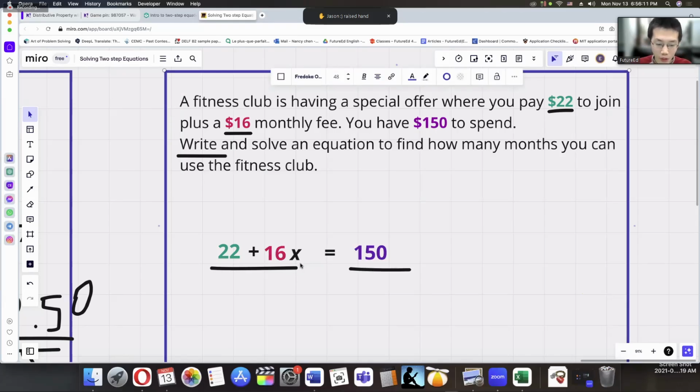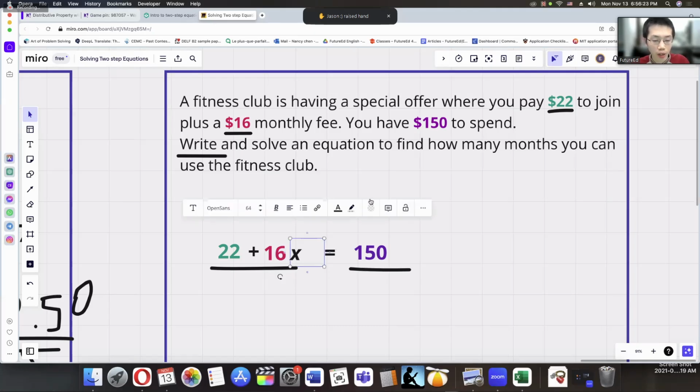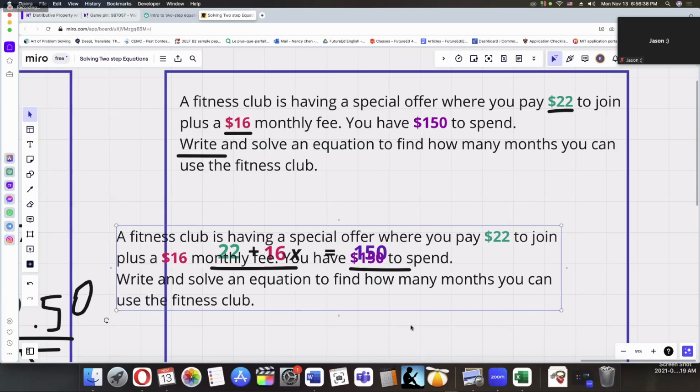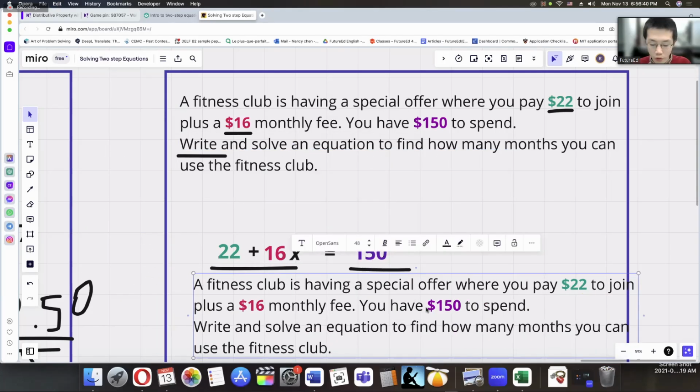So we have our equation. Ryan Lin, or the other Ryan, if he's here, would someone like to solve this for me, please? Find x. How many months can I actually go to this club for? 12. Who said 12? Okay, so why is 12 the answer? What do I have to do?